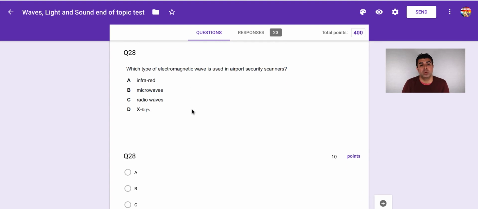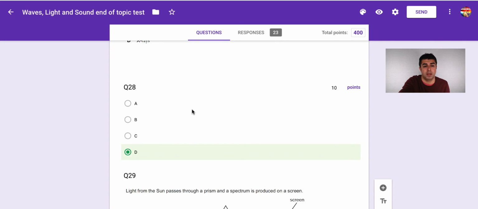Question 28. Which type of electromagnetic wave is used in airport security scanners? Airport security scanners use X-rays. The answer is D for donkey.